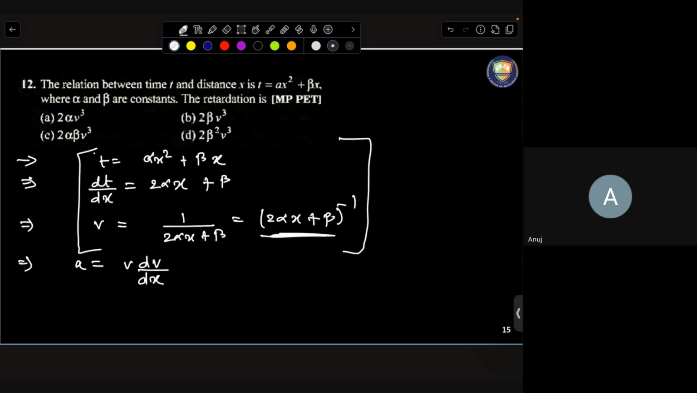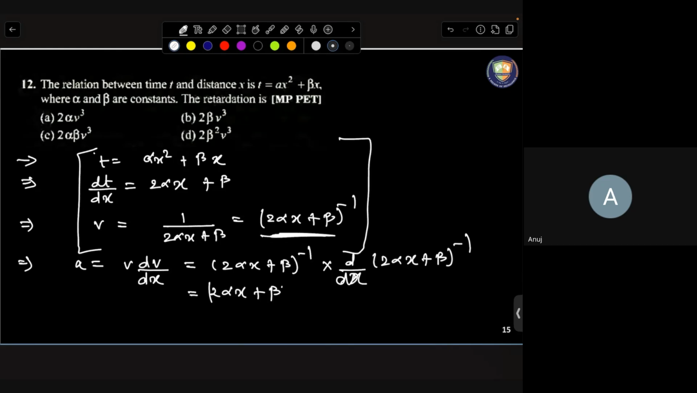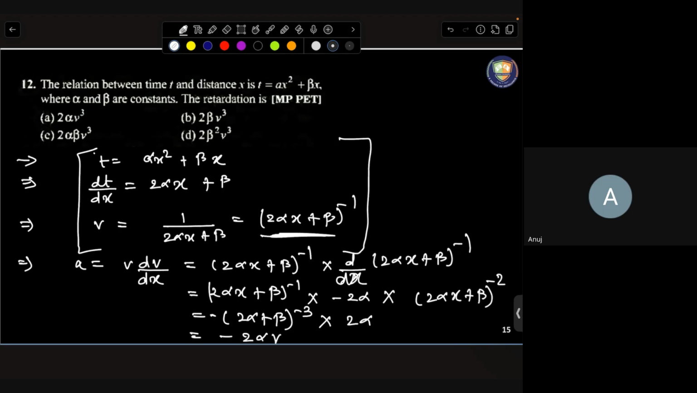So acceleration is equal to v dv by dx. V, we have seen, is (2 alpha x plus beta) to the power minus 1. What is d by dx of velocity? If you do the differentiation, what you will get is (2 alpha x plus beta) to the power minus 1, first of all, minus 2 alpha outside, then (2 alpha x plus beta) to the power minus 2. What you are getting is (2 alpha x plus beta) to the power minus 3 into 2 alpha, minus sign outside. So if you look carefully, it is minus 2 alpha v cube.